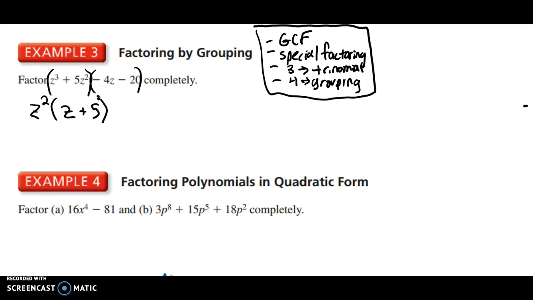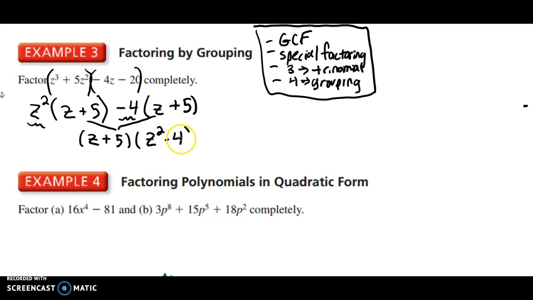In the next group, I'm going to look for a GCF, and I could take a 4 out, and a lot of times we'll take out the negative with it. That way what's left over will be a positive z and a positive 5. Notice what's left over is exactly the same as what I had left over from the first grouping. So together the z plus 5s will factor out and come together as z plus 5, and the other factor will be the little GCFs that I pulled out, z squared minus 4. And that's factored by grouping.